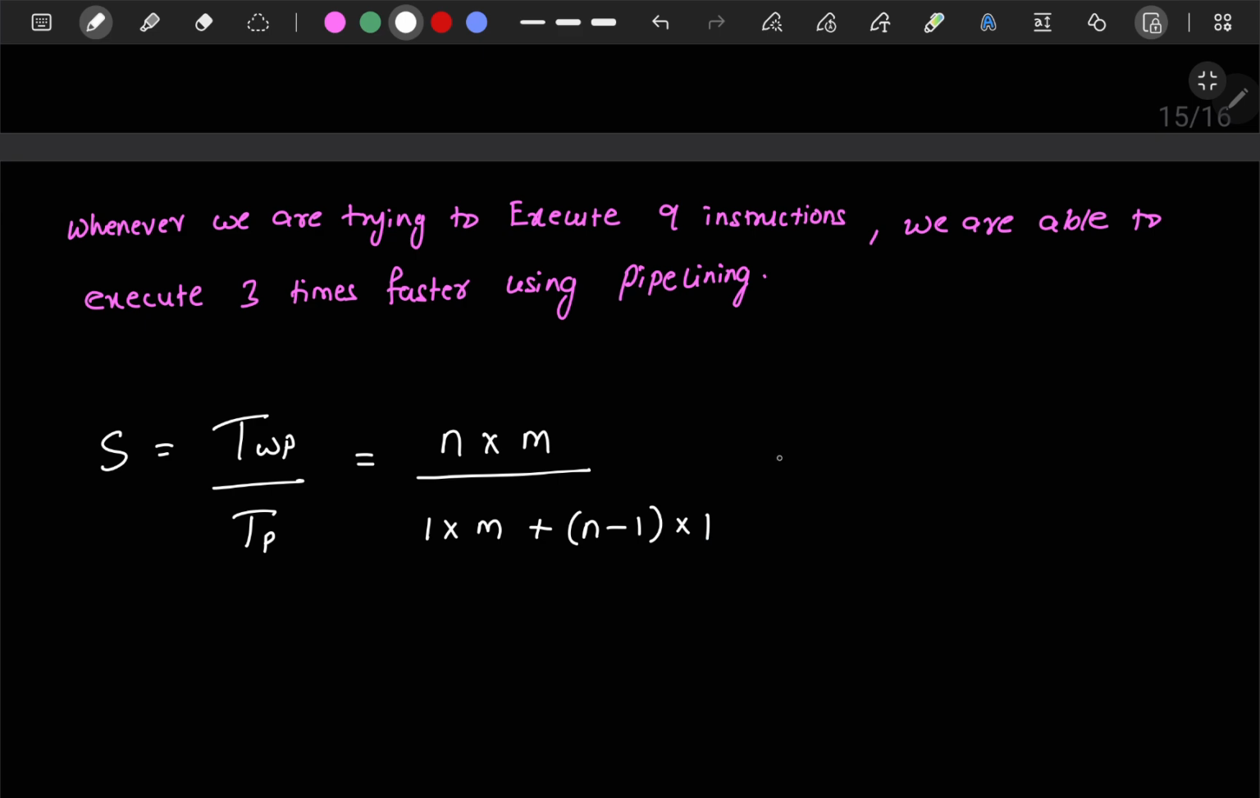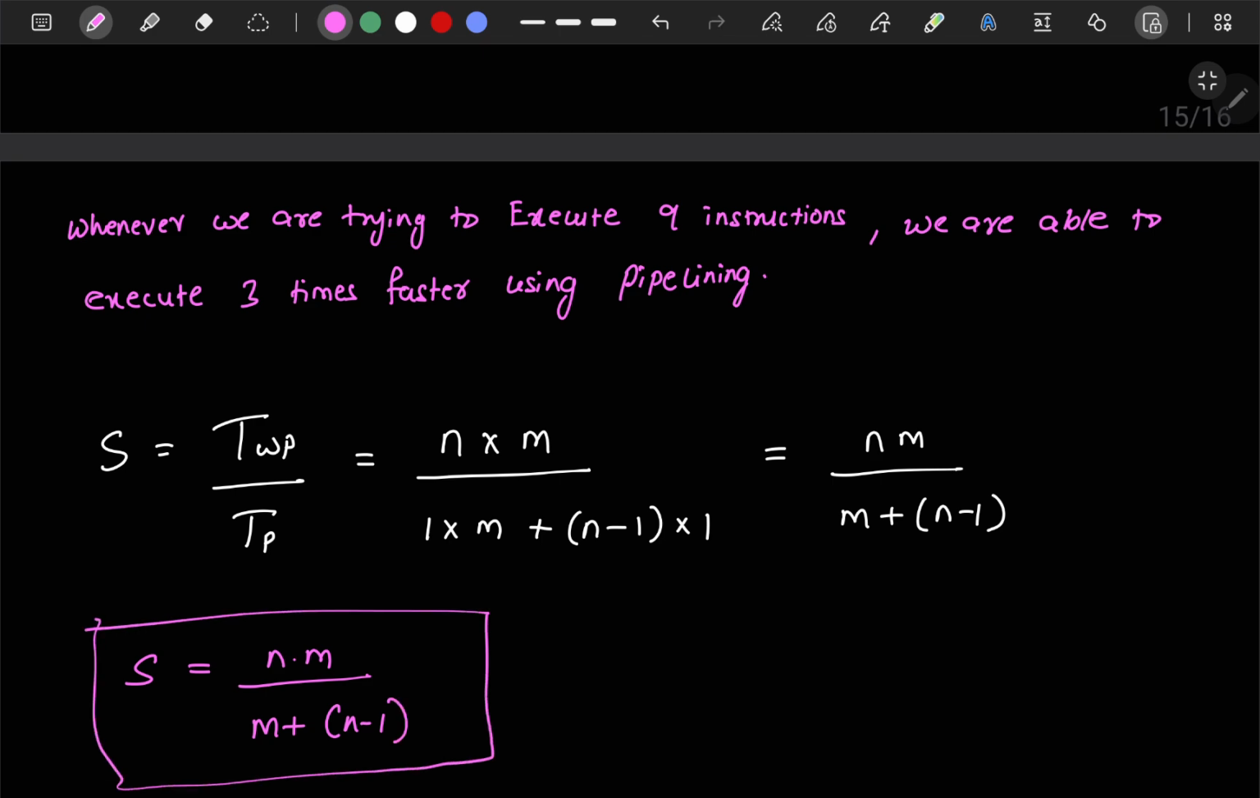So we can see this is also one formula. How can I write it? N into m divided by m plus n minus 1. Can I write like this? So we can see we got one more formula here. Whenever I am talking about speed up, you can directly write this: speed up equal to n into m divided by m plus n minus 1. This is also one kind of formula, which we derived now.